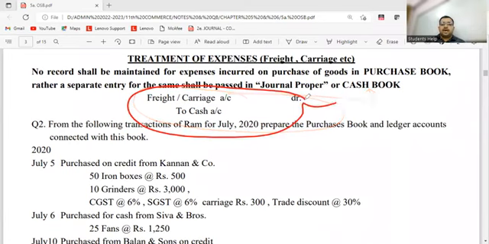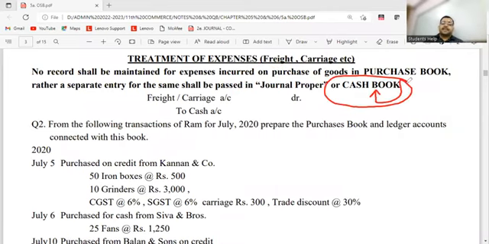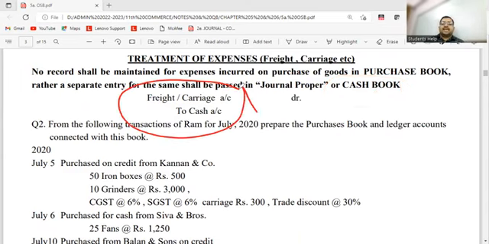No, no, no. हम अपना काम चला लेंगे journal proper से. But because the question will ask to prepare purchase book, nowhere it would be saying to prepare journal proper or cash book. Be least worried for recording expenses. But if the question says prepare purchase book and necessary records, or the question says from the following transactions prepare necessary records, cash purchase of goods, cash purchase of assets will go where?